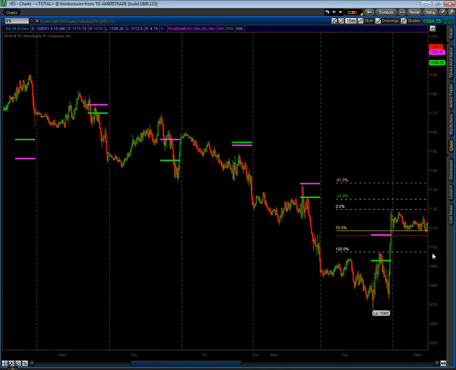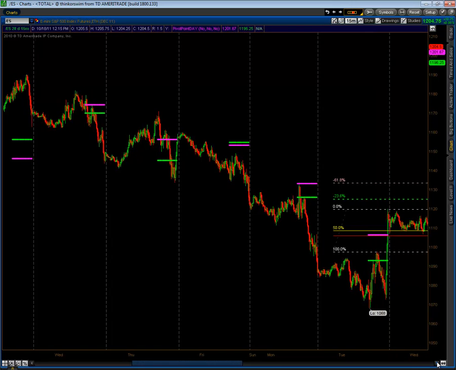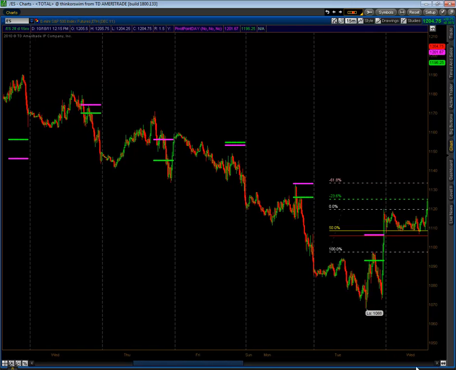So okay, maybe this shook us out. You know, if we got long way back here and we were sitting through all of Asia, we might have gotten shaken out. We might not have. I mean, if we had our stop below the 61.8, we're still in the trade. We're expecting it to trade up to the 23% target. And okay, so we hit our target.